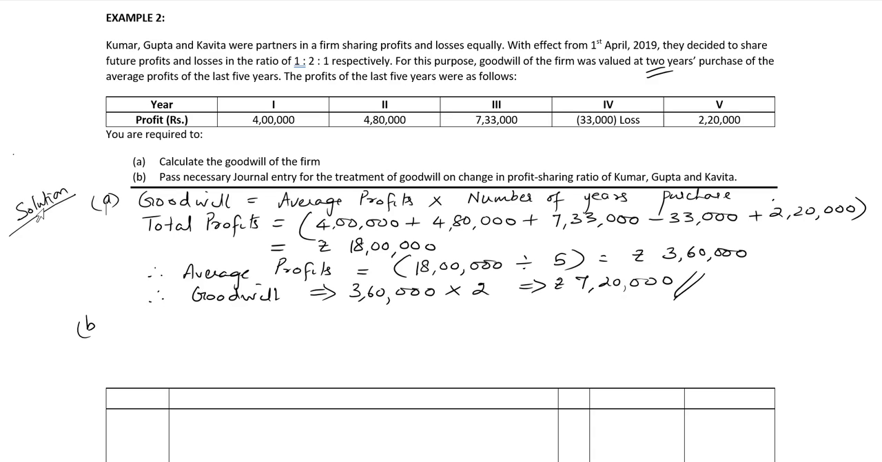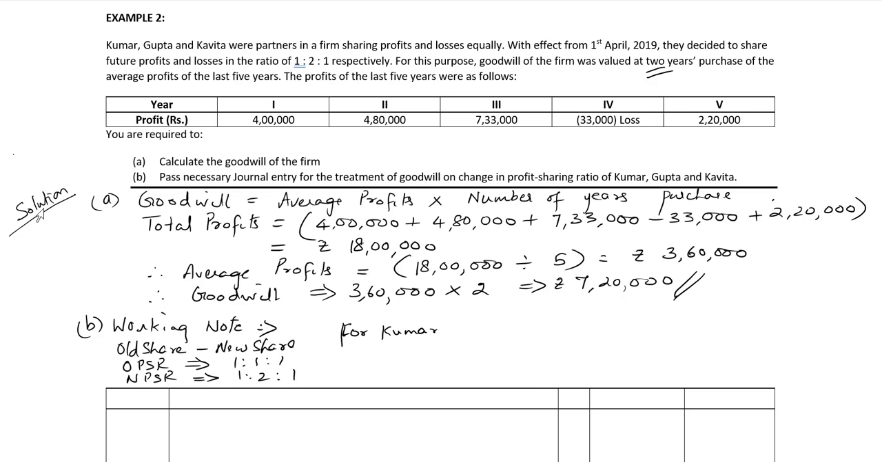So next, let's go to B. We'll do the working notes to find out the gain and sacrifice of each partner. We'll do old share minus new share. The OPSR is 1:1:1, and the new profit sharing ratio is 1:2:1. So we'll begin with Kumar.